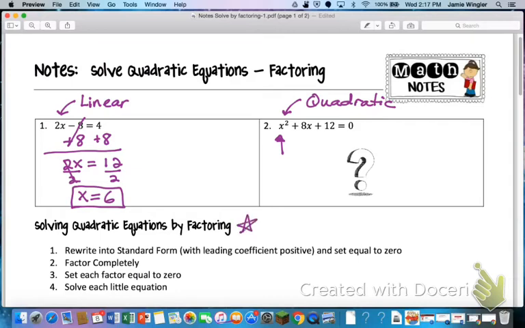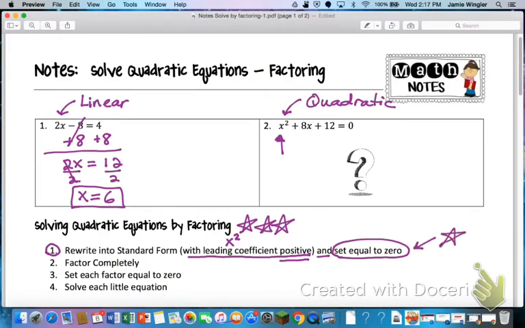So down here, these are our rules for solving quadratic equations by factoring. The first thing you have to do is rewrite your equation in standard form, which means your leading coefficient, which is the x squared term, is positive. So the leading coefficient is the x squared term. And you have to set it equal to 0. So you can't start solving quadratic equations until it's set equal to 0.